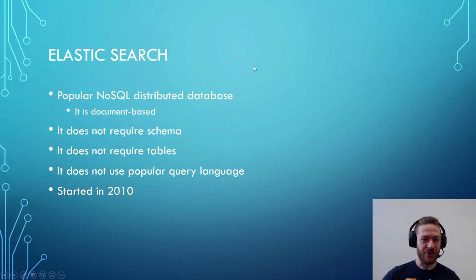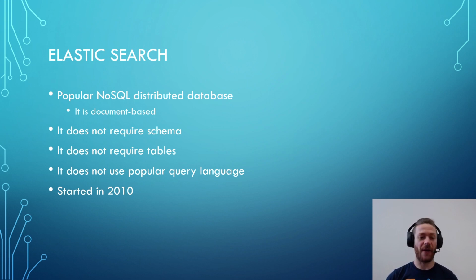So Elasticsearch pretty much is a popular NoSQL distributed database. I guess that's not explanatory enough, so I'm going to talk about each of these different terms so that you can understand better what Elasticsearch does for you. First of all, it's a document-based database. So it doesn't have a strict language. It has a custom language built for Elasticsearch itself.